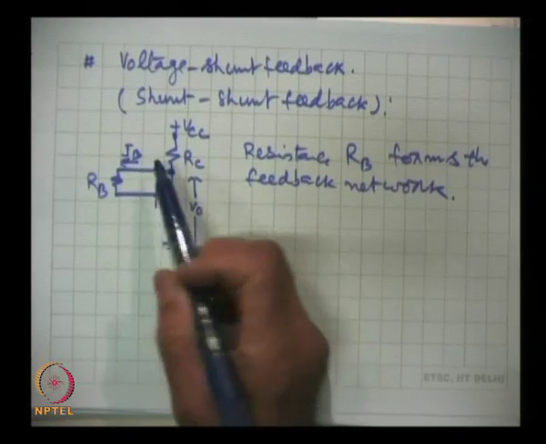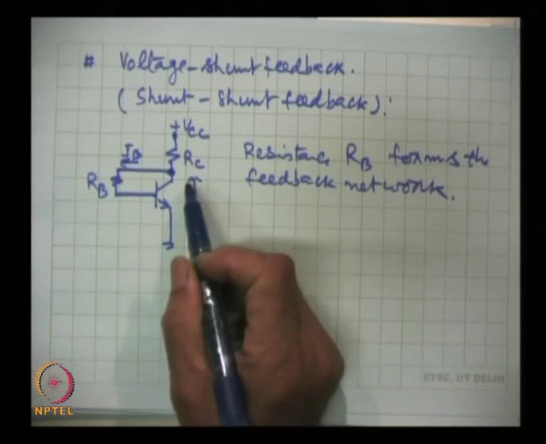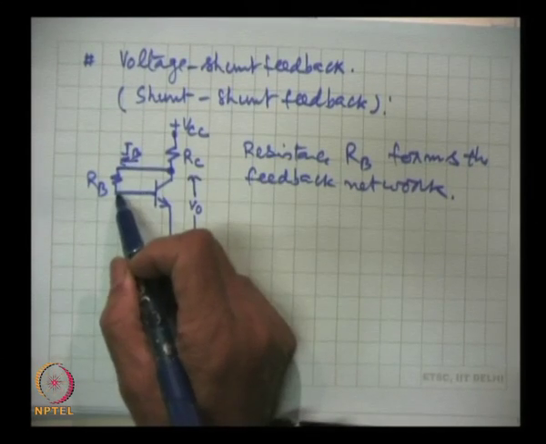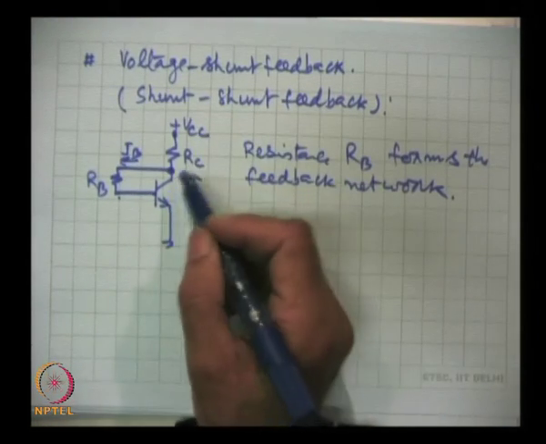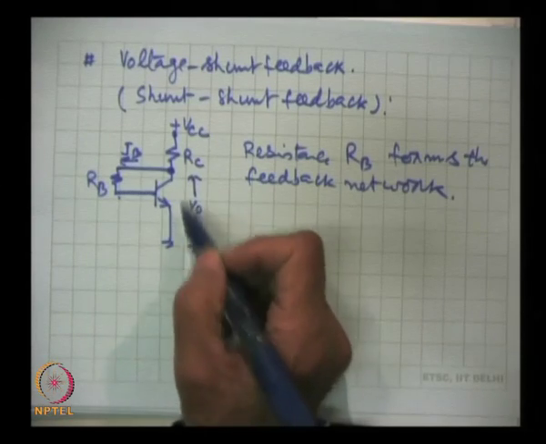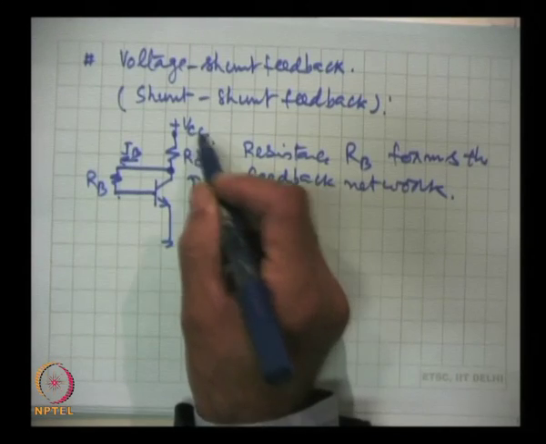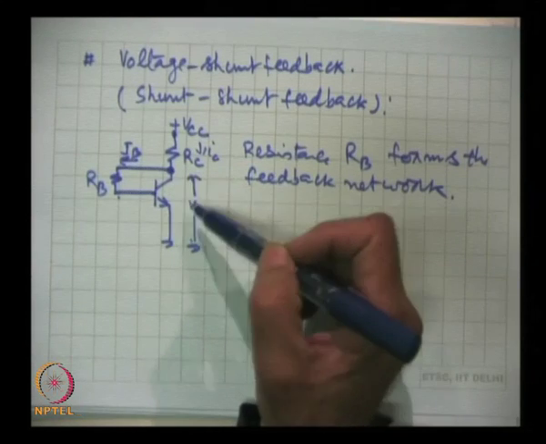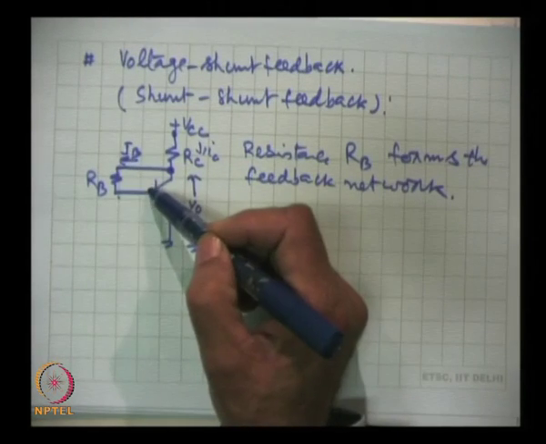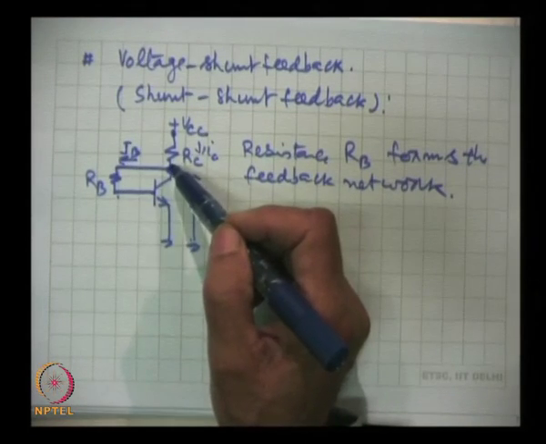So, through this now the input current IB is a function of the output voltage and it is returned in parallel. That is why voltage shunt feedback. We are sampling the output voltage and that will send the current. If for any reason current IC changes, then the drop across this resistance RC will increase and this will fall. It will send lesser current and that rise in current IC will be checked, will be restricted.